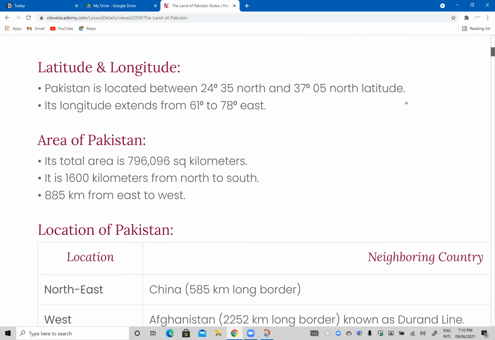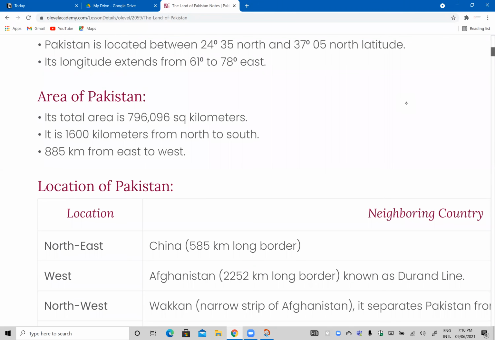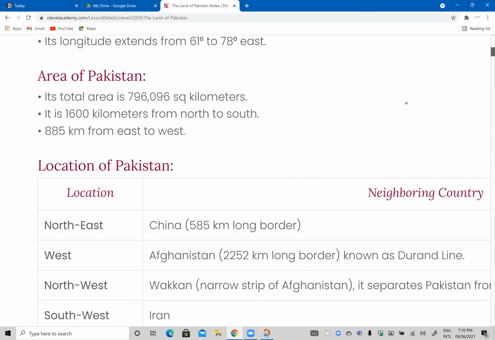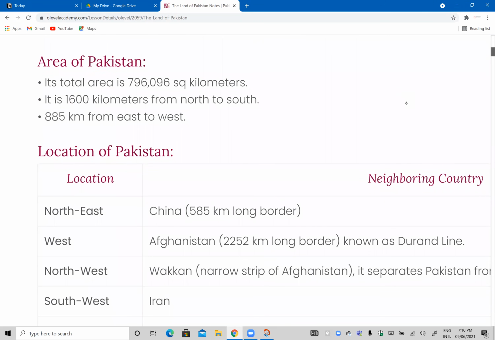So, area of Pakistan. There are some more facts regarding the country. 796,096 square kilometers is the entire area. 1,600 kilometers from north to south, and 885 kilometers from east to west, right? This is just the distance between the two furthermost borders, north and south and east and west, and the total area.